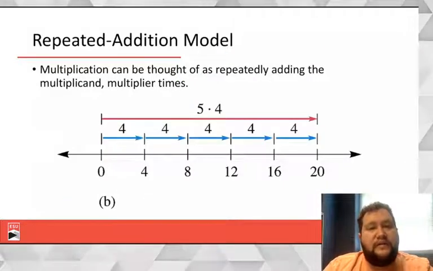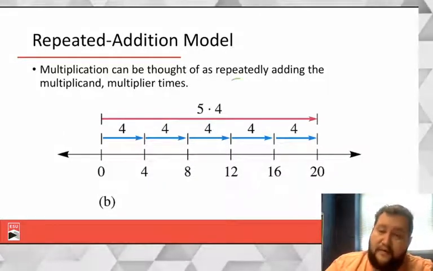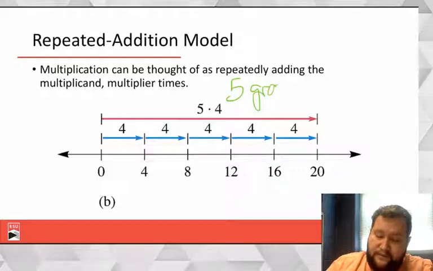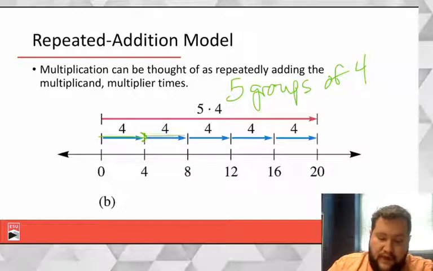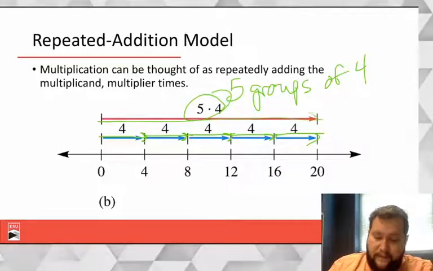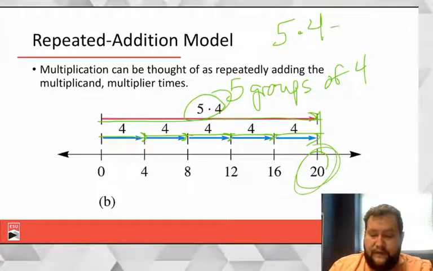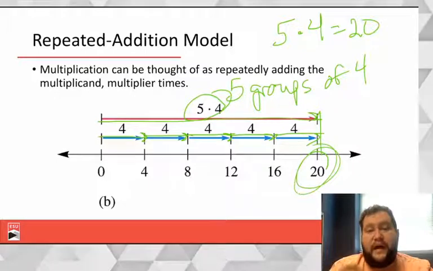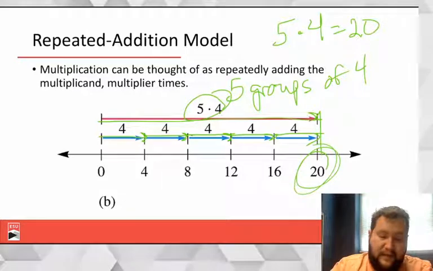Repeated addition. So if we have 5 times 4, and just to never stop saying it, 5 groups of 4, we have 0 to 4, 4 to 8, 8 to 12, 12 to 16, and 16 to 20, which means 5 groups of 4 is 20. So 5 times 4 is 20. Because we can think of it as adding the multiplicand to itself multiplier times.